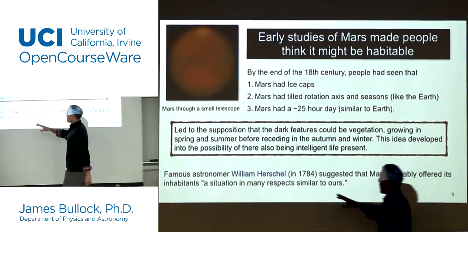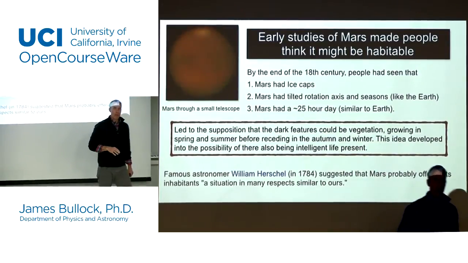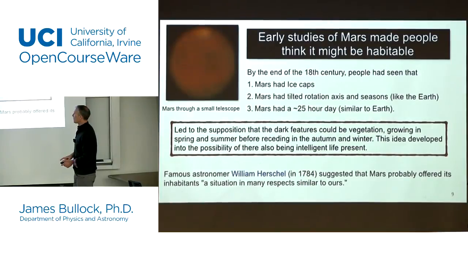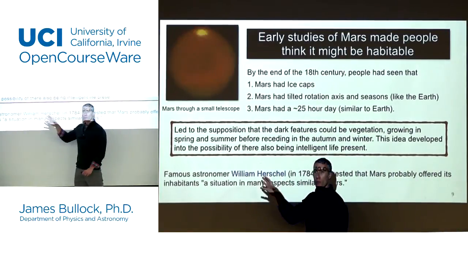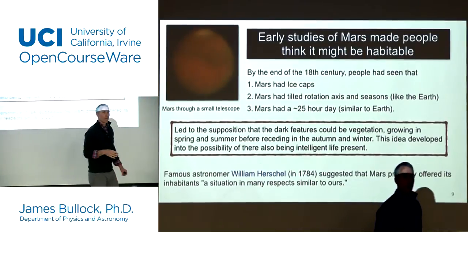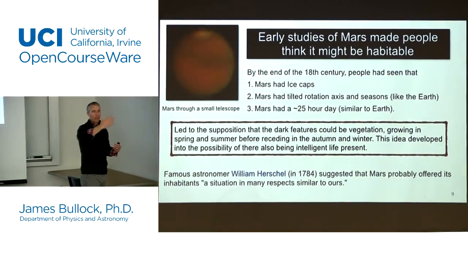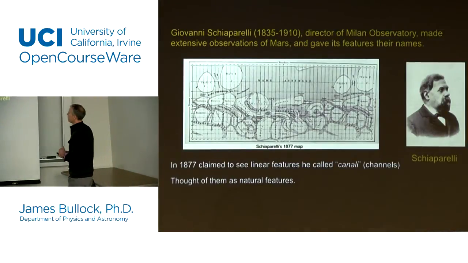In fact, William Herschel, who was certainly one of the most respected astronomers of his day, in 1784, suggested that Mars probably did have inhabitants, and that their situation was perhaps very similar to our own. And people began trying to even think about how to send signals to people who were living on Mars at that time to see if they could do some kind of communication.